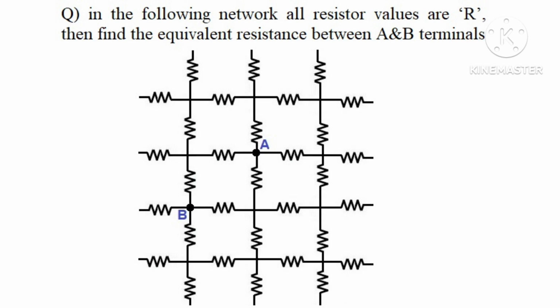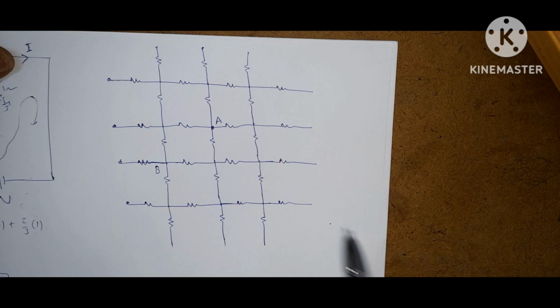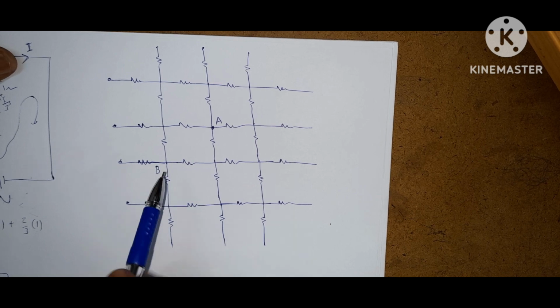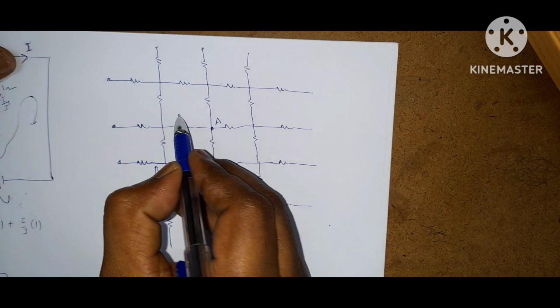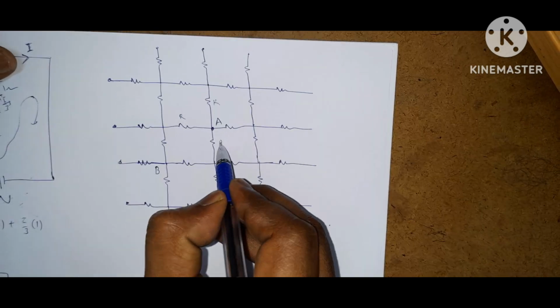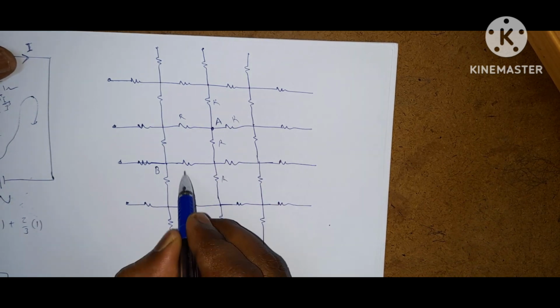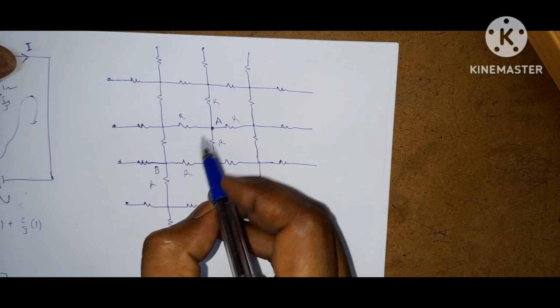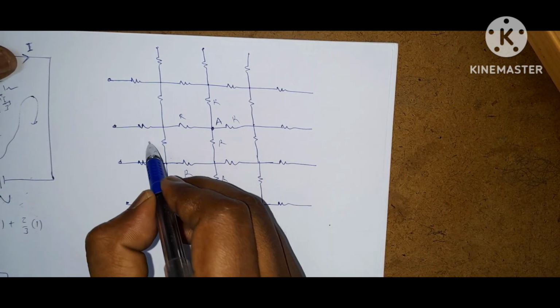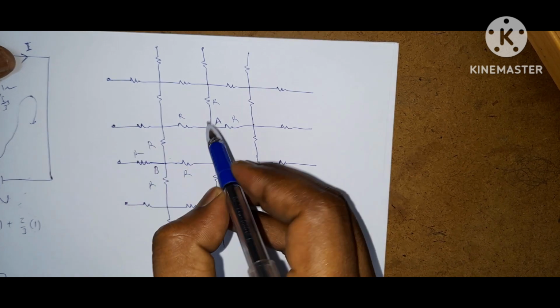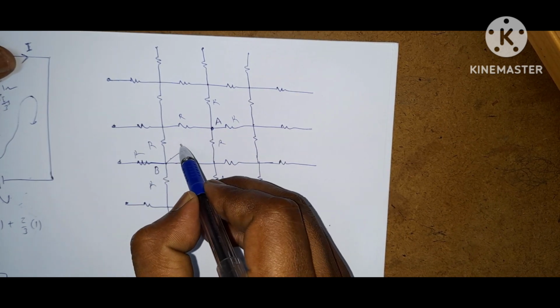Next question is, in the following network, all resistor values are R, then find the equivalent resistance between A and B terminals. This is the given network. All resistor values are R. So here R, R, R, R. All resistor values are R. Then he is asking to find the equivalent resistance between these two terminals. So connect one external voltage source here.